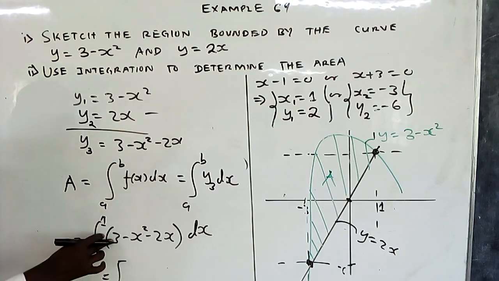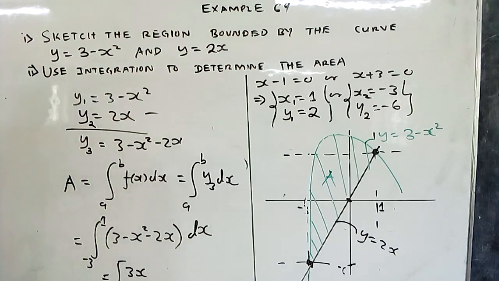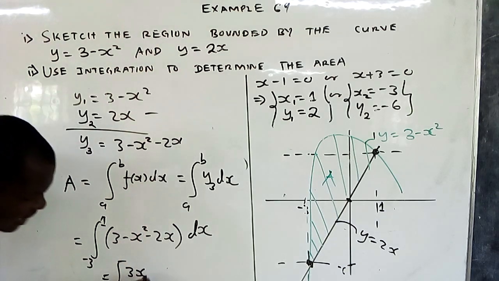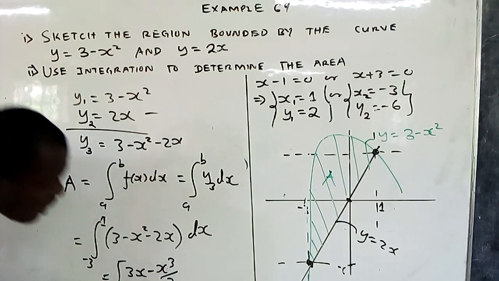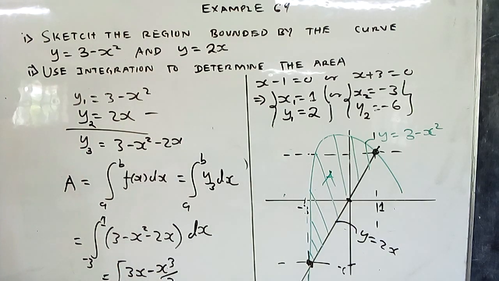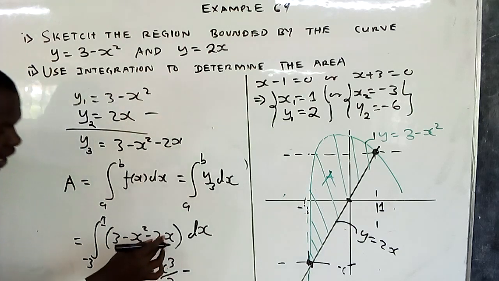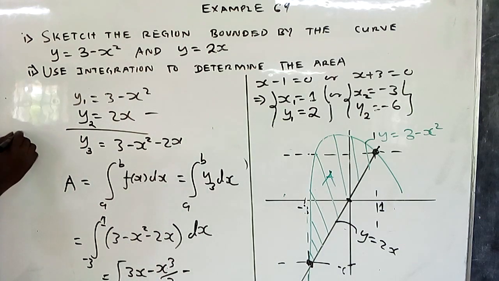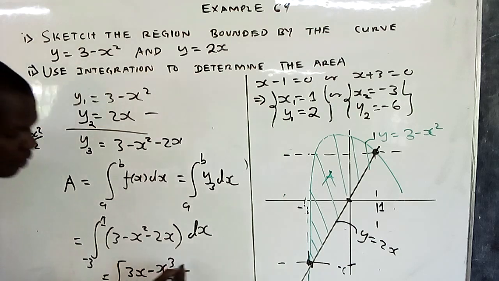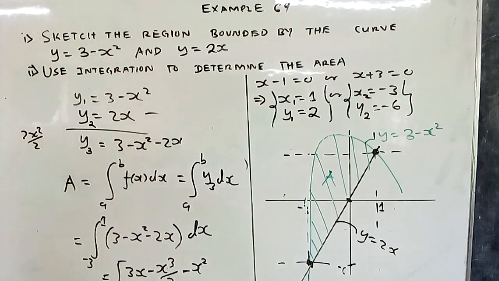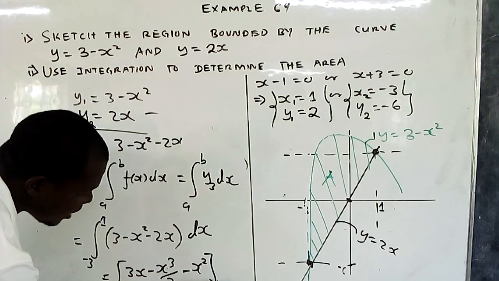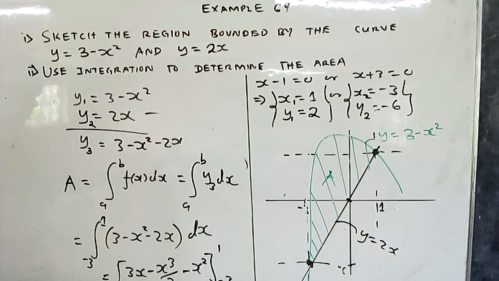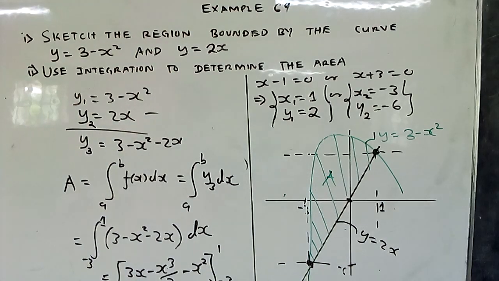Yes, so start integrating. If you integrate 3 with respect to x, you get 3x. If you integrate x squared, you get x cubed over 3. So you add 1 to the power, then you divide by that, isn't it? Then minus, if you integrate 2x, you get 2x squared over 2, meaning you remain with x squared. Are we together? Then you put your limits, from -3 to 1.